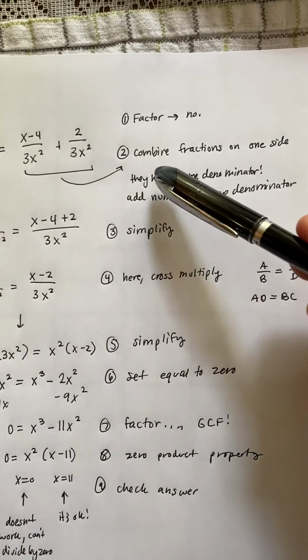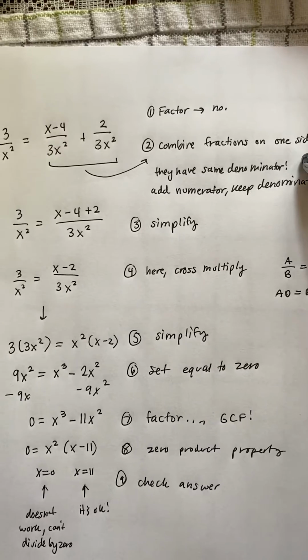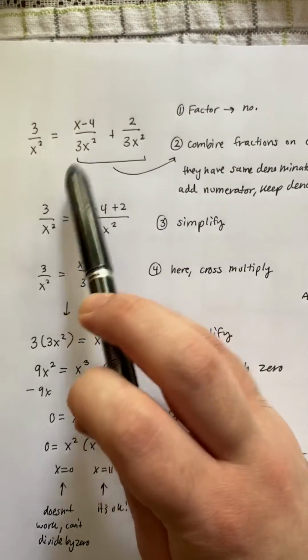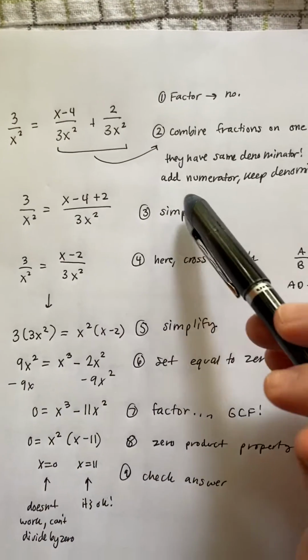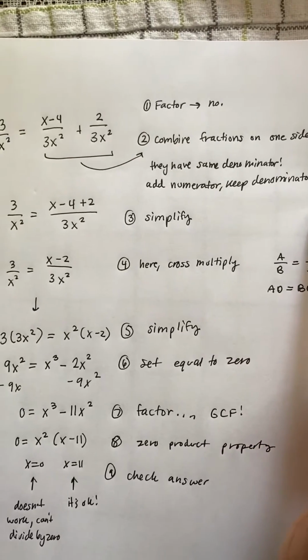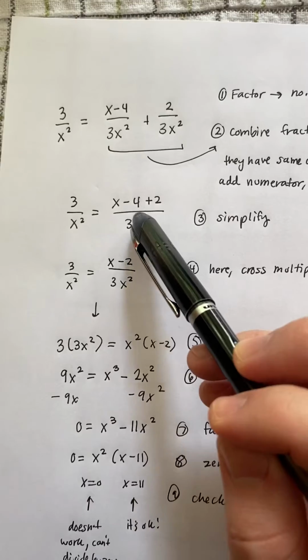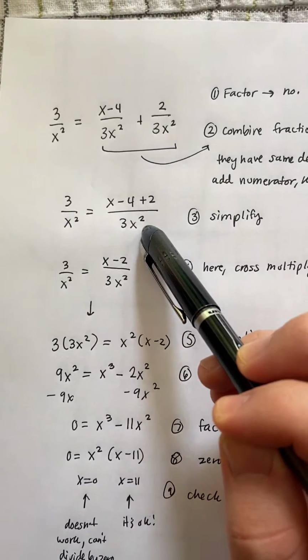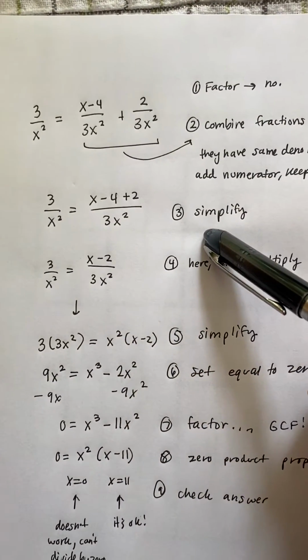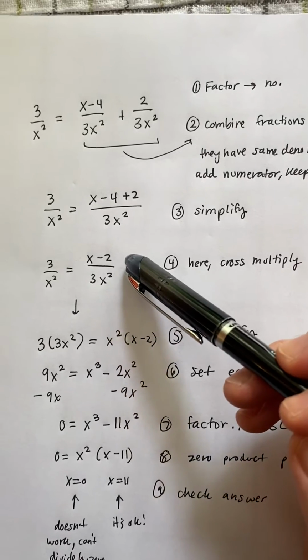So then I've got to combine the fractions on one side, and I noticed that these two have the same denominator, which is great. So I'm going to add the numerators and keep the denominator the same. After I do that, I'm going to get x minus 4 plus 2 over 3x squared, and I'll go ahead and simplify that to x minus 2, right?